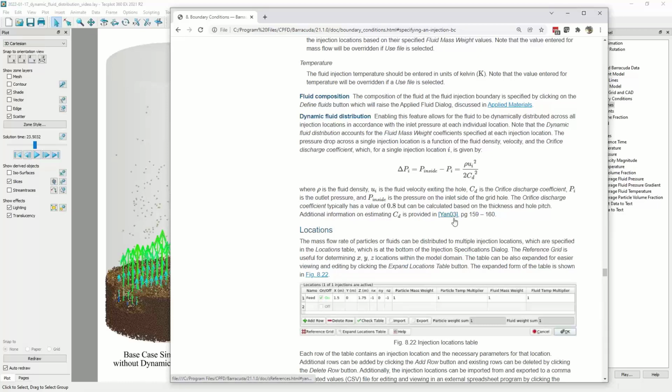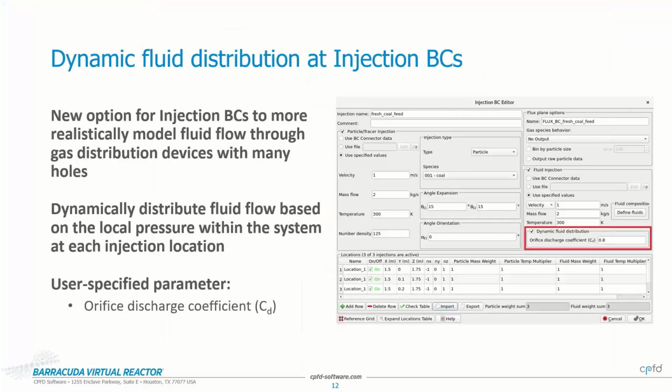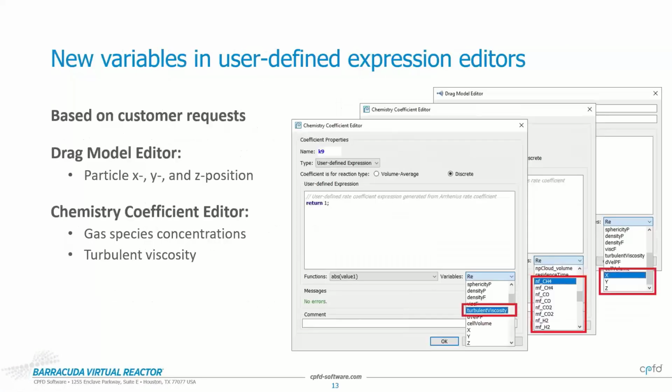There is a reference provided here. Based on our research, it seems like 0.8 is usually a reasonable value. So when you enable this feature in the GUI, 0.8 is the default value, but you can certainly change that if there's a more appropriate value for your distributor. Okay, let's jump back into the PowerPoint and continue on.